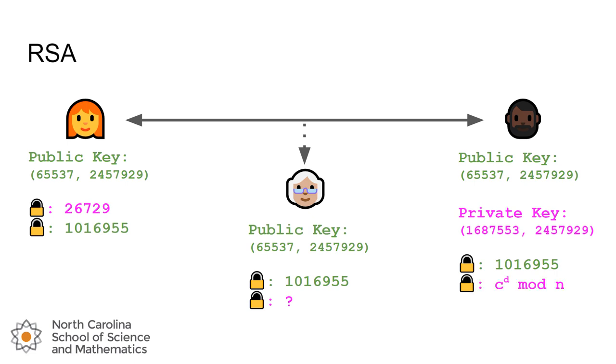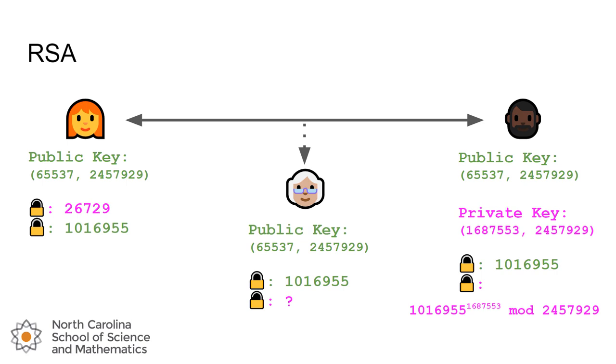He's going to decrypt that ciphertext message by raising C to the D and modding by N. So in this case, that's 101-6955 raised to the power of 1687553, and then we mod by 2457929. Again, that is not an easy calculation to do. You're going to need something that's really good at computation to take care of that for you.